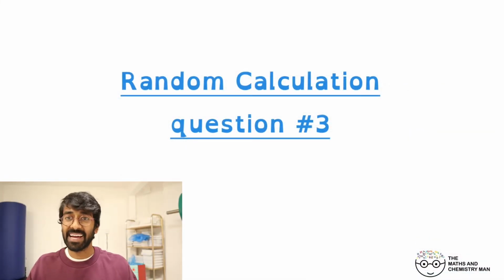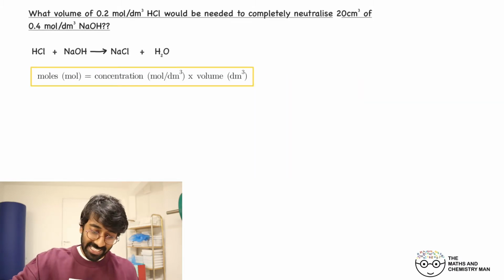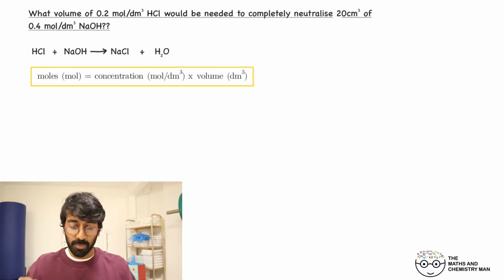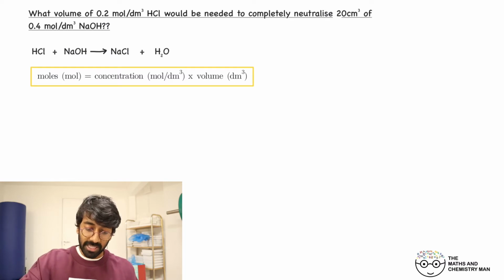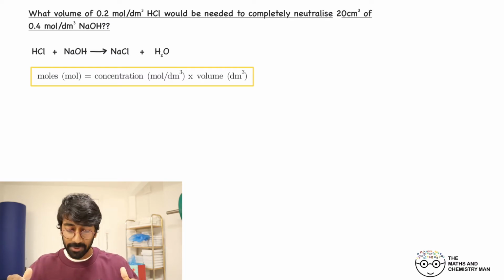Okay, we're back and it's calculation time. Here it is. Our question today is, what volume of 0.2 mol per dm cubed of HCl will be needed to completely neutralize 20 cm cubed of 0.4 mol per dm cubed NaOH? Okay, so there we go. That's our question. I've given you an equation for it as well to show you what's happening in this reaction.